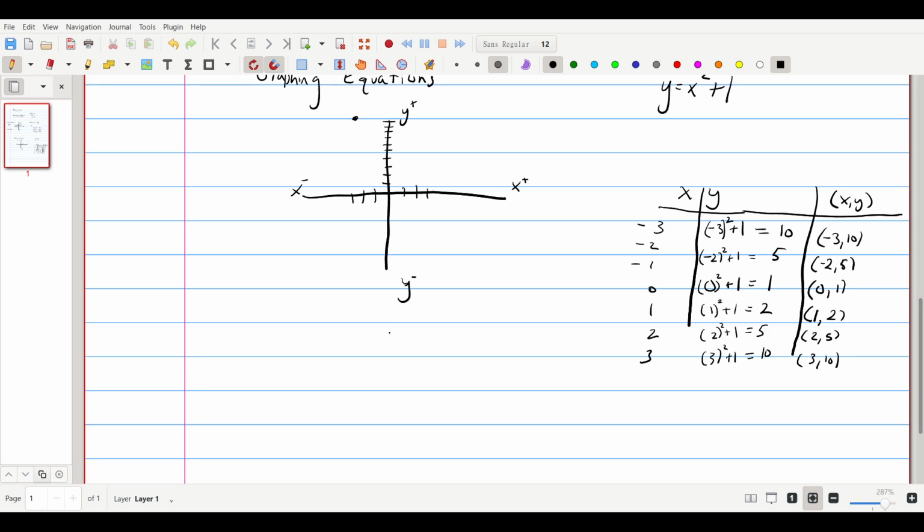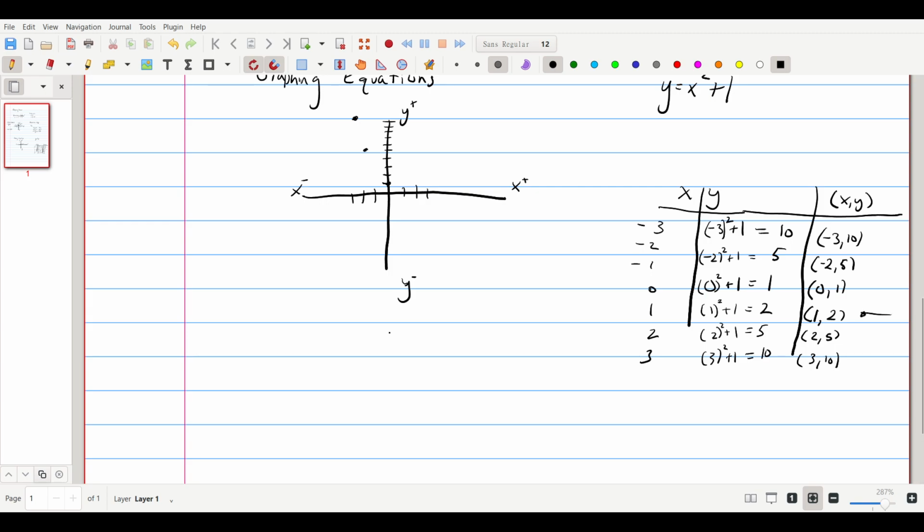Let's do the next point. Now we're working on this point right here. -2, 5. So we start at the origin and we go 1, 2, -2, and then up 5. 1, 2, 3, 4, 5. Cool. Our next point is 0, comma 1. So now we're working with this point, and we always start at the origin. We're not moving any left and right for x, but we move 1 up for y. So there's our point.